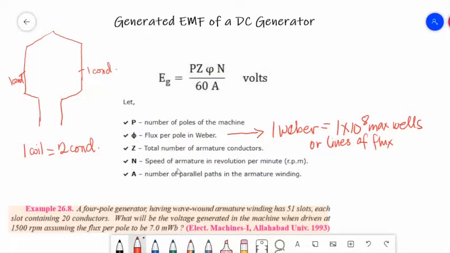N is the speed of the armature in revolutions per minute, so RPM is the speed. A is the number of parallel paths in the armature. We have two types of parallel paths: lap winding or wave winding. For lap winding, A is equal to MP, where M is the multiplicity and P is the number of poles. While in wave, A is equal to 2M, where M is again the multiplicity.